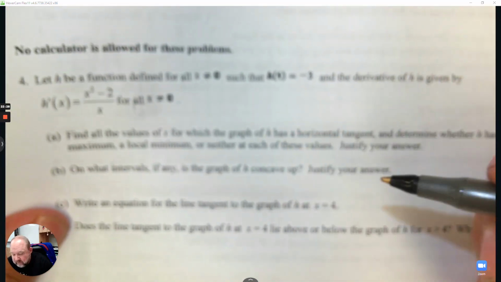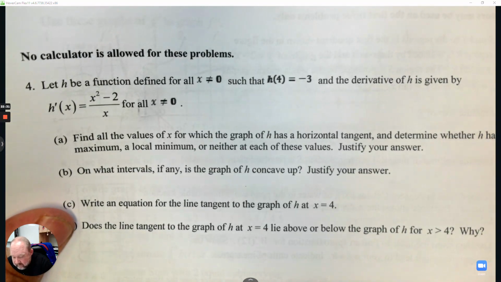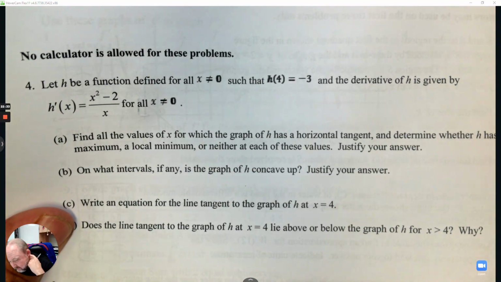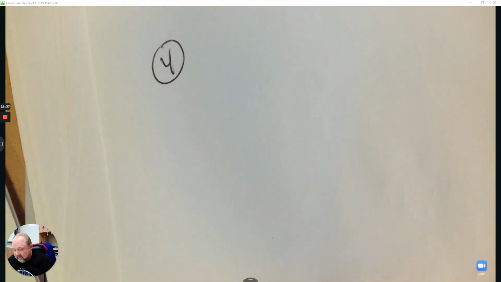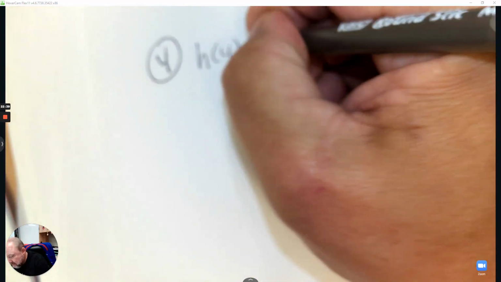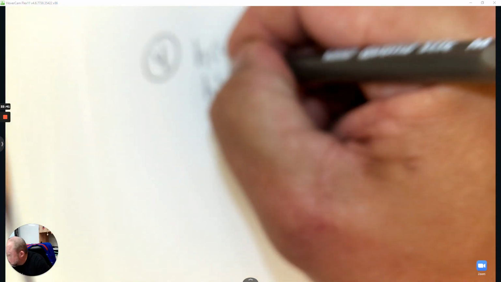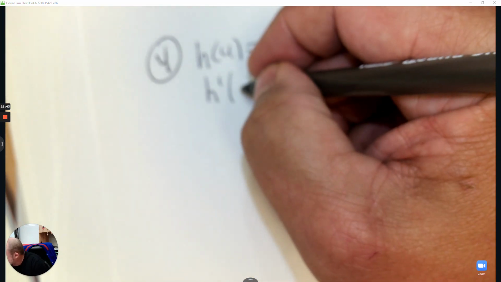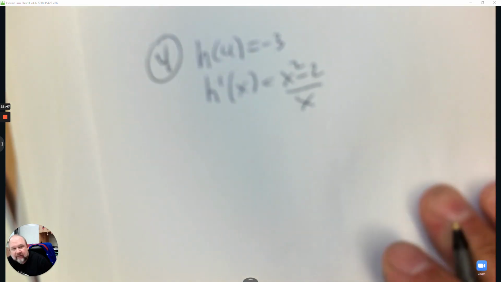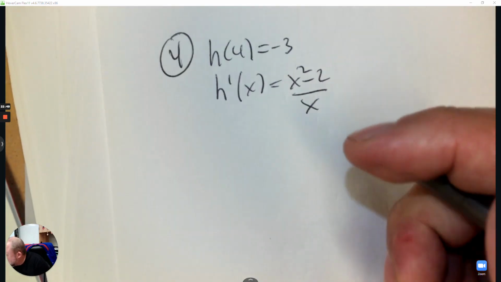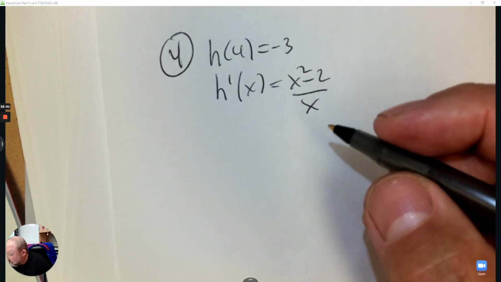So let h be this function defined, except for x equals 0, so that h at 4 equals negative 3, and the derivative is (x squared minus 2) over x. And it says find all the values of x for which the graph has a horizontal tangent.